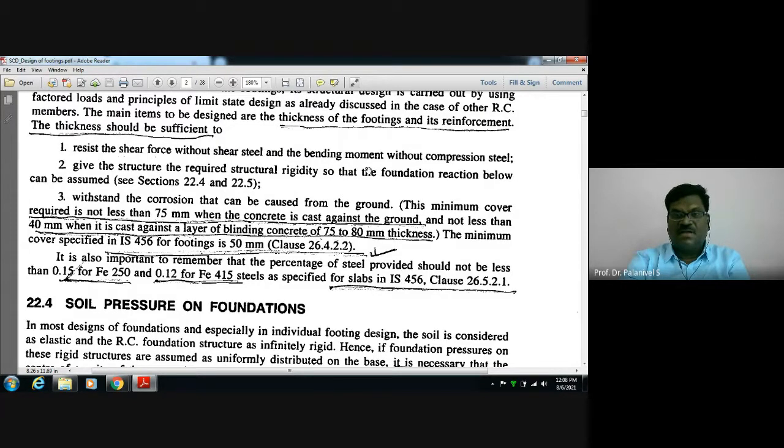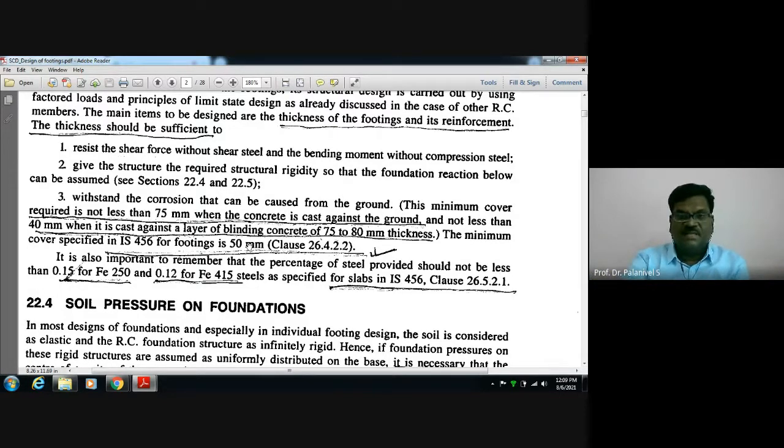The clear cover, the nominal cover, should not be less than 50 mm or 75 mm based on the condition, whether the foundation is cast directly on the ground or there is a base concrete layer available. In general it should be around 50 mm. The cover should be not less than 50 mm. That way we have to decide the thickness of the footing, especially at the edge of the footing, because if you go for a tapered foundation, the thickness at the edge is the thickness of the footing.